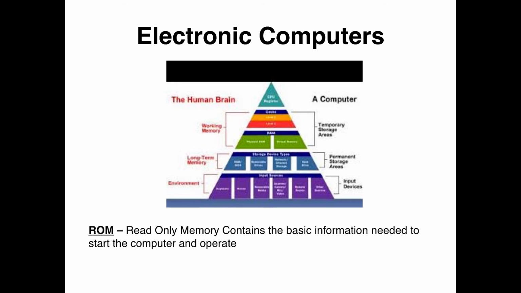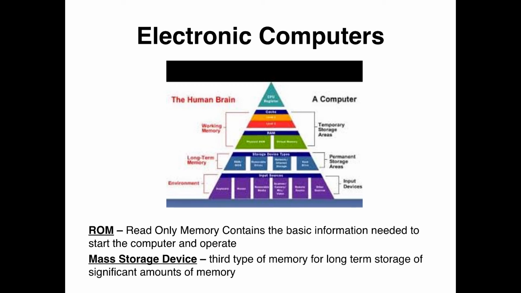So ROM, or read-only memory, contains the basic information to start and operate the computer. And then the storage devices are the long-term storage areas that have large amounts of memory. So when you buy a computer, you essentially buy two types of memory, and you pay more for each. One is how much long-term memory you buy. You might buy 128 megabytes or 256 or 512 or 1 gigabyte, for example. And then also how much random access memory you have.